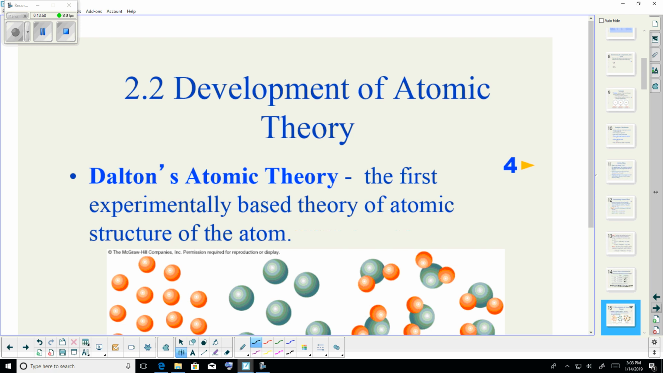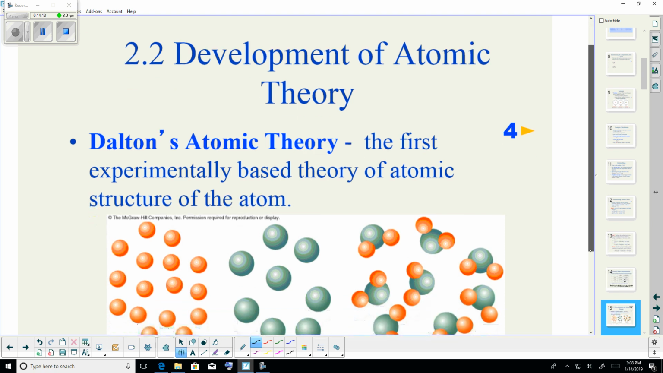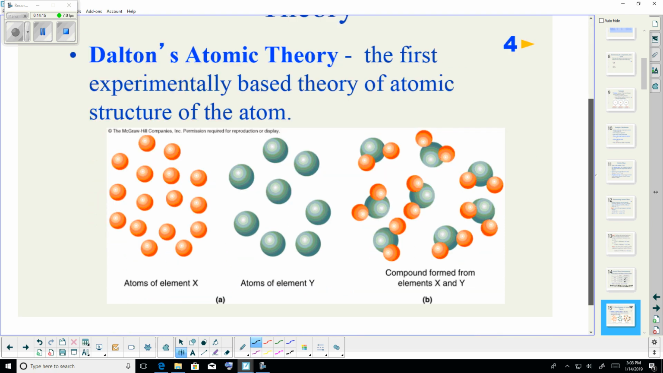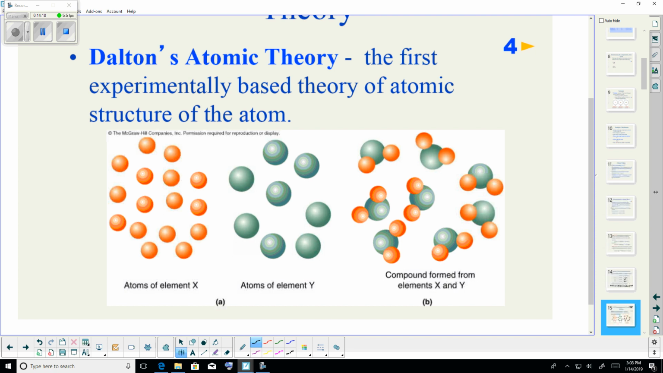So how did we come up with what an atom is? Can't see them, at least not until recently. So how do you know what you're looking at? Well, Dalton looked at different experiments. He only took atoms of element X, reacted them with atoms of element Y. He always got the same compounds in the same proportions of X and Y.